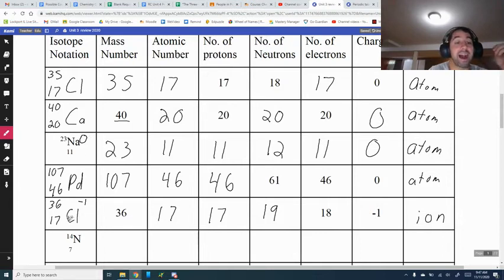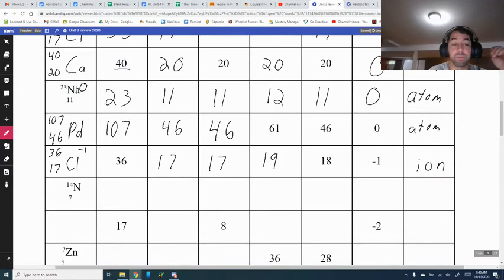Now this is an isotope of this. They're both chlorines, but they have a different mass number. So that means they are isotopes of each other. This one is also an ion, and this one is also an atom. That's okay. That still works.